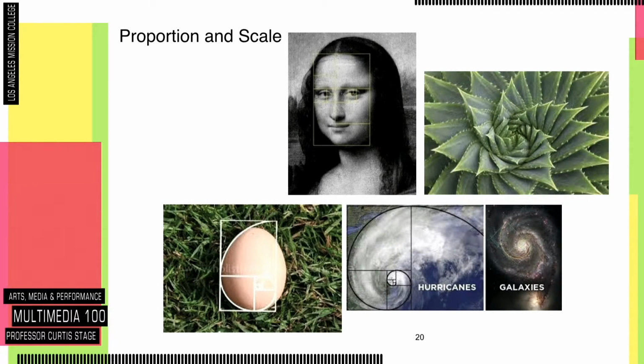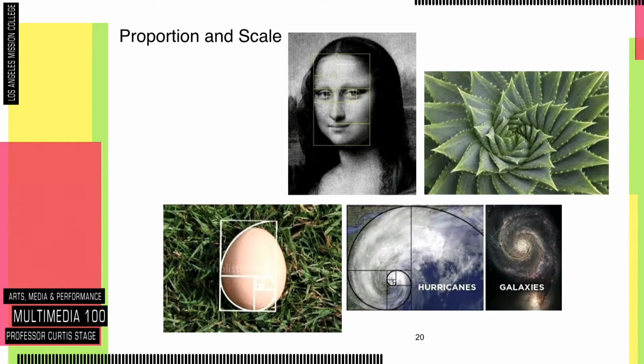Leonardo da Vinci actually used this purportedly in all of his paintings. And of course, Leonardo was really into science. He was an inventor as well. So on the Mona Lisa, you can slap this on there and he used that proportion to create the Mona Lisa's face. But we'll see it in things like the aloe there on the top right, and you see this golden ratio occurring there.